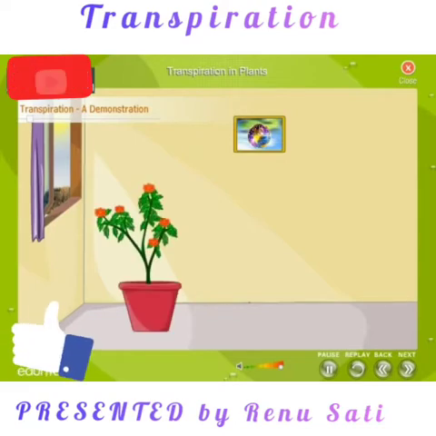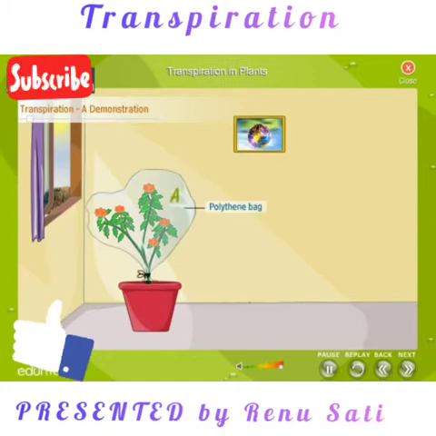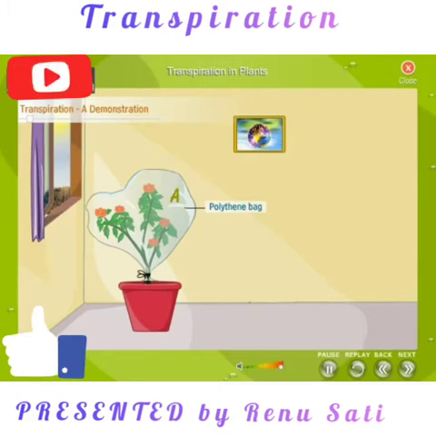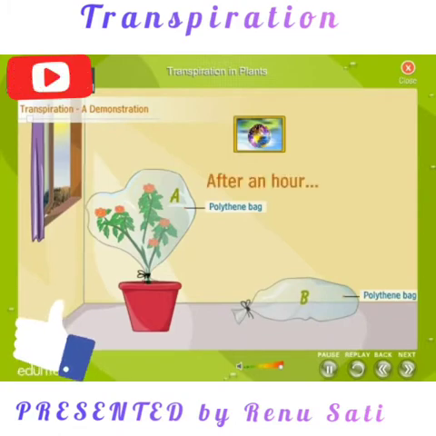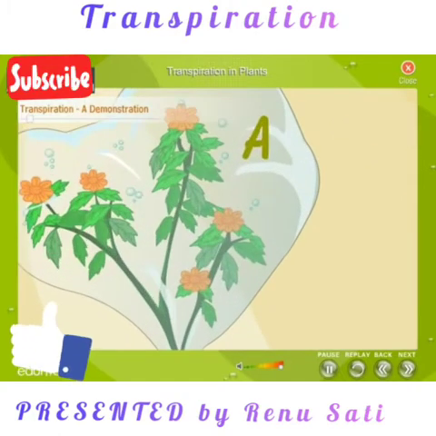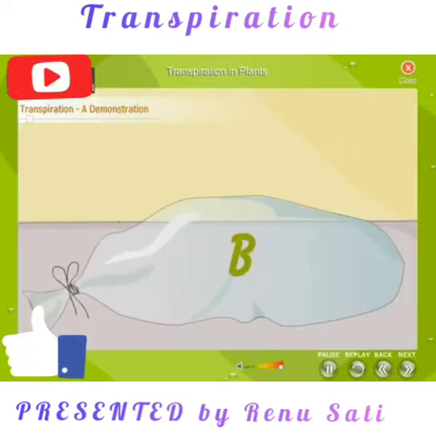That is called transpiration. In this experiment, we are taking a potted medium-sized plant covered with a polythene bag, and another polythene bag without the plant present inside it. Now, giving all the conditions properly for photosynthesis, after an hour we will see that droplets of water are present inside polythene bag A, while they were absent in polythene bag B.